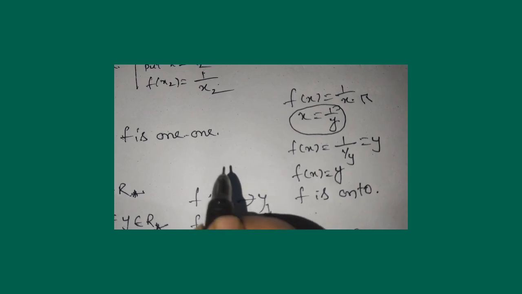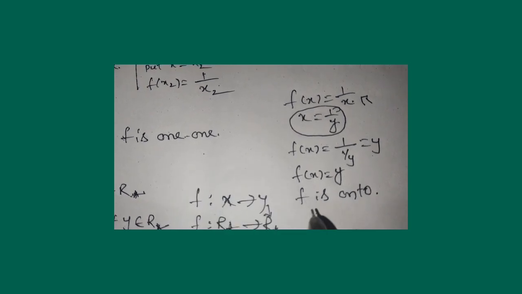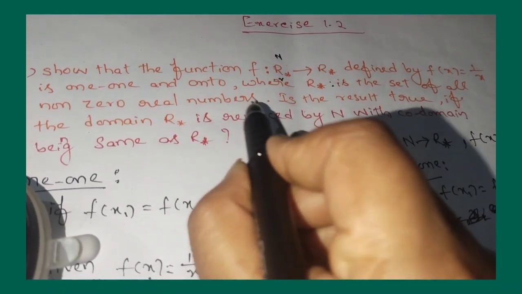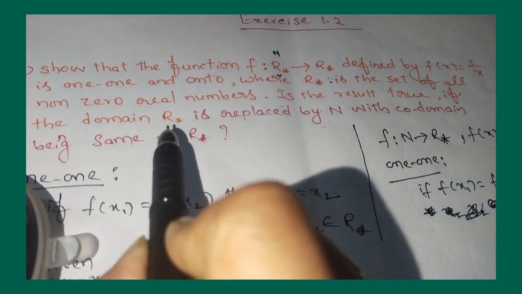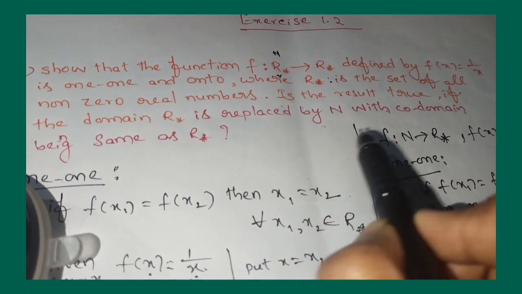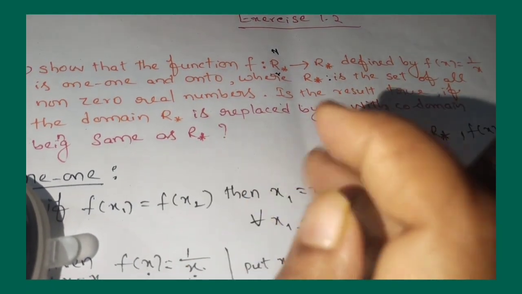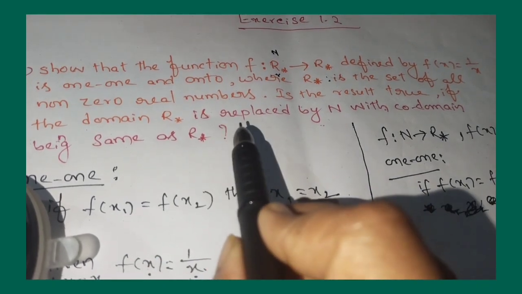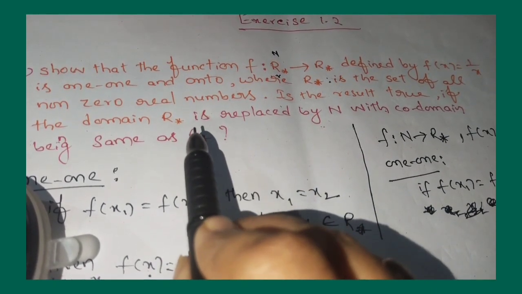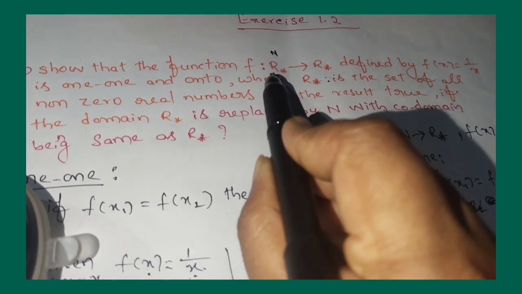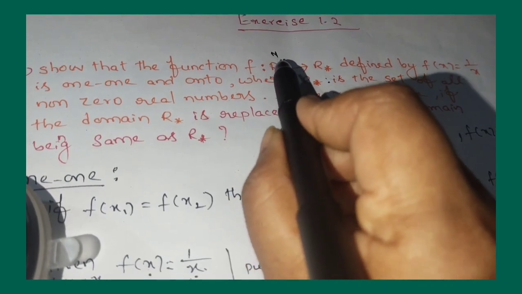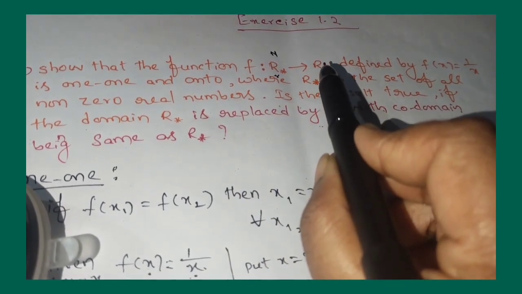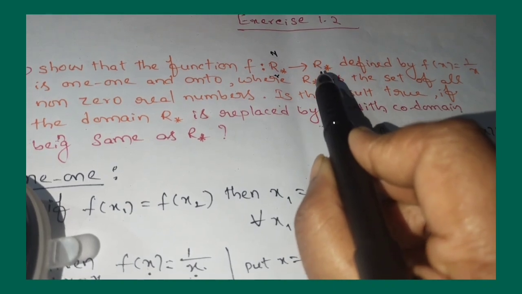When the function is 1-1 and onto, then it is called bijective. So f is bijective. We proved the first half of the question. The next half of the question is: is the result true if the domain R is replaced by N with the codomain being the same as R star? Here R star is the non-zero real numbers. They told us to replace this domain. Domain means input. Replace this domain by N. Real numbers are replaced by natural numbers. But the output is the same. That is, the codomain is the same.